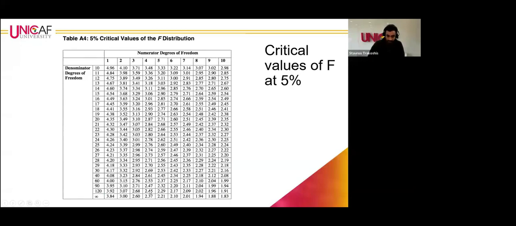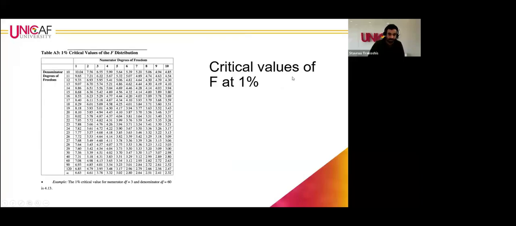And because the F statistic is greater than this critical value here, it can be derived if the null hypothesis is true less than 5% of the time. I can check for 1% and it still holds. So the p-value is less than 0.001.